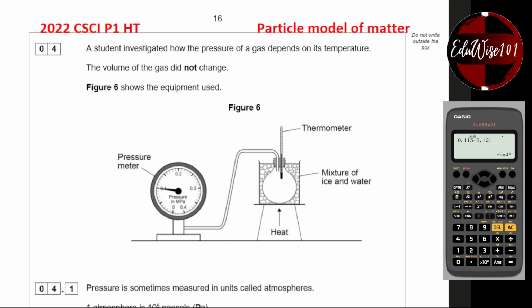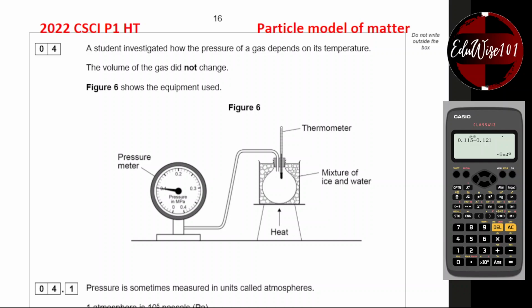In this video, I'm going to go through the AQA 2022 Combined Science Physics Paper 1 higher tier. This is question number 4, which is on the particle model of matter. A student investigated how the pressure of a gas depends on its temperature. The volume of the gas did not change. Figure 6 shows the equipment used.